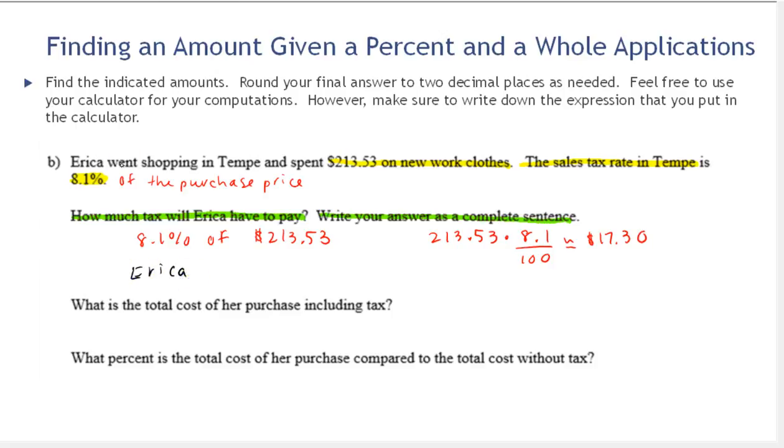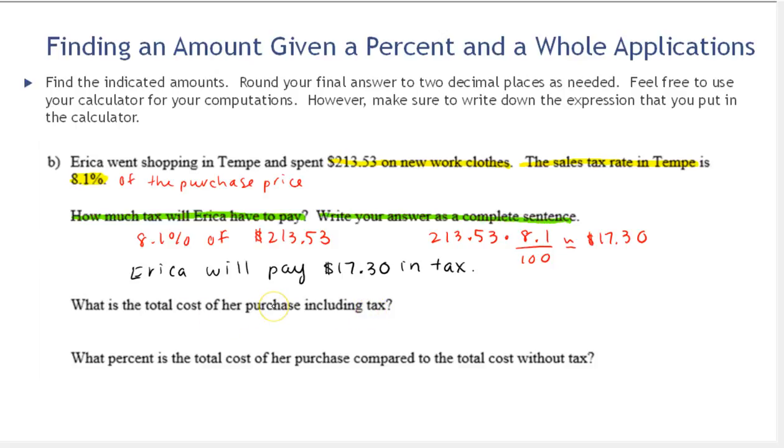So as a complete sentence, we'll write: Erica will pay $17.30 in tax. Okay. Now we're asked for the total cost of her purchase including tax.